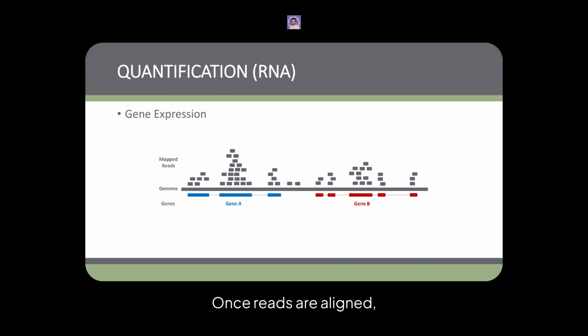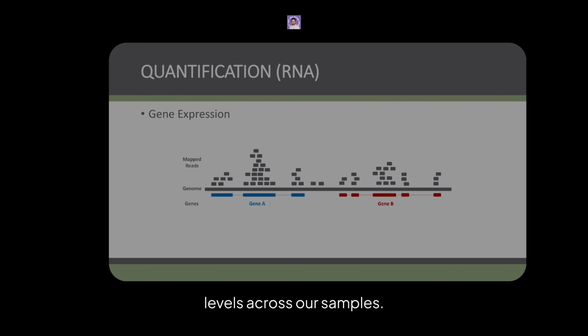Once reads are aligned, we quantify RNA expression. Each gray block represents a mapped read along the genome. By counting how many reads overlap each gene, such as gene A and gene B, we obtain a first estimate of their expression levels across our samples.